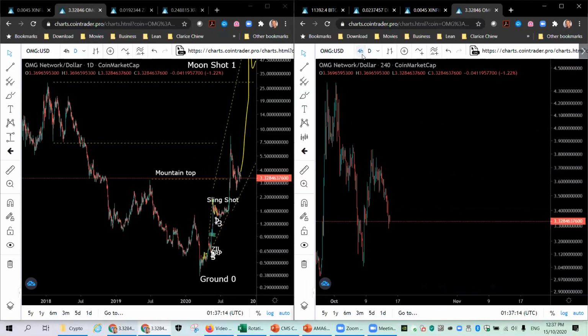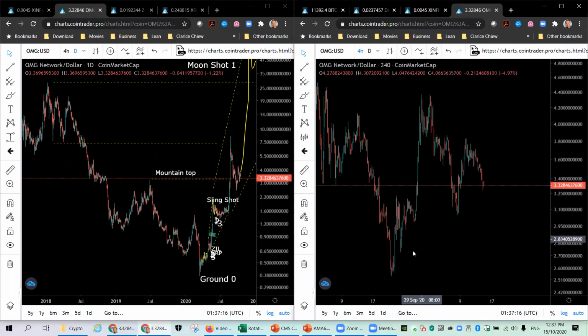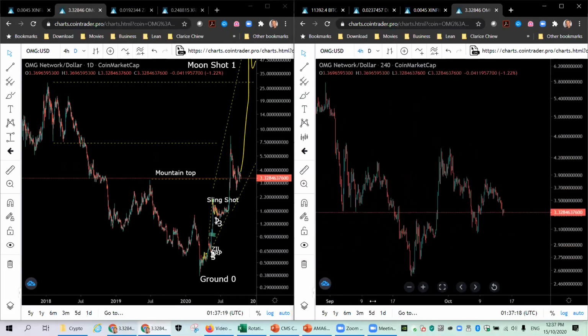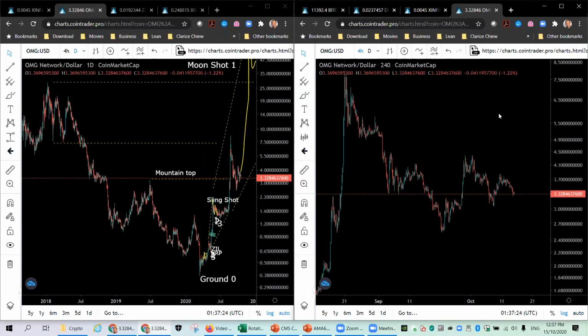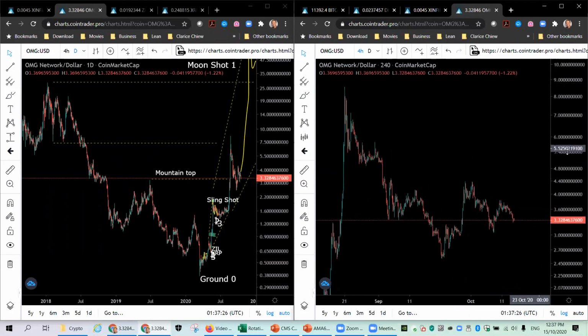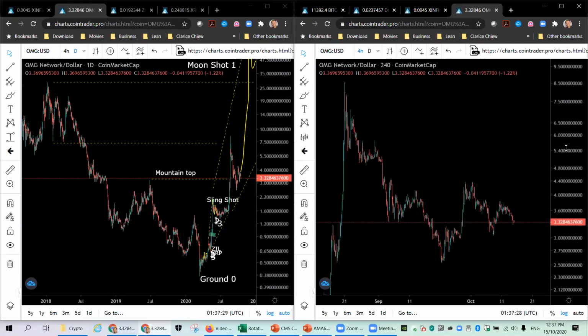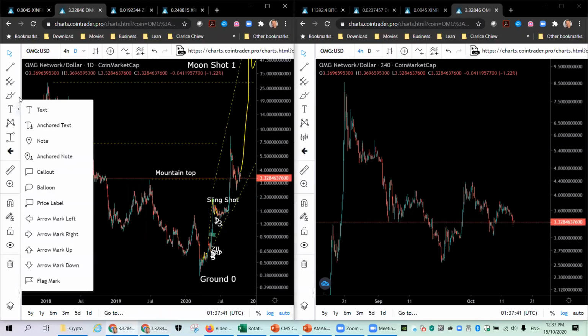Okay. So here's the latest correction fractal that OMG is doing. And what I'm doing basically is comparing it against its own biggest fractal, right? So this will be 2018 all the way down. And I think that's pretty good in terms of the pattern.